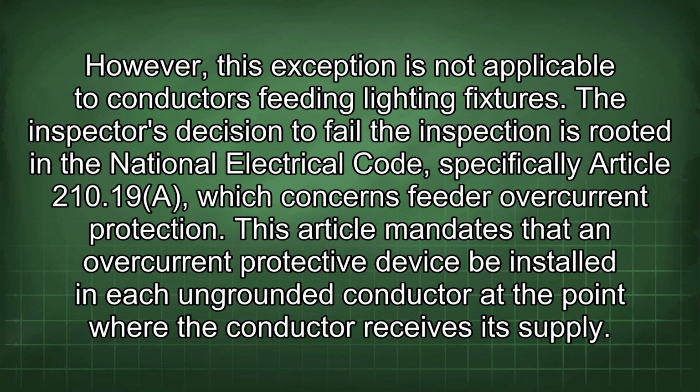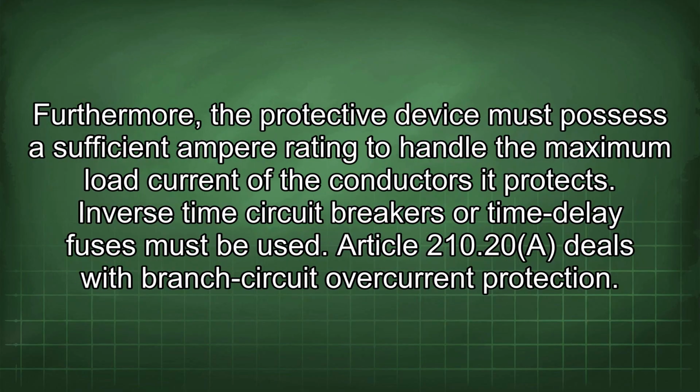The inspector's decision to fail the inspection is rooted in the National Electrical Code, specifically Article 210.19(A), which concerns feeder overcurrent protection. This article mandates that an overcurrent protective device be installed in each ungrounded conductor at the point where the conductor receives its supply. Furthermore, the protective device must possess a sufficient ampere rating to handle the maximum load current of the conductors it protects. Inverse time circuit breakers or time delay fuses must be used.